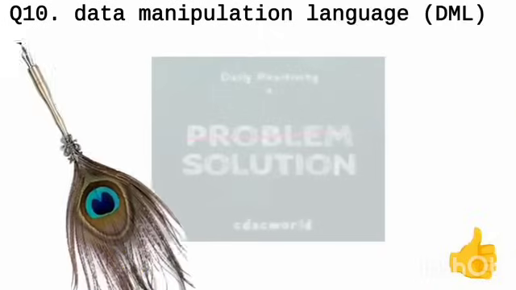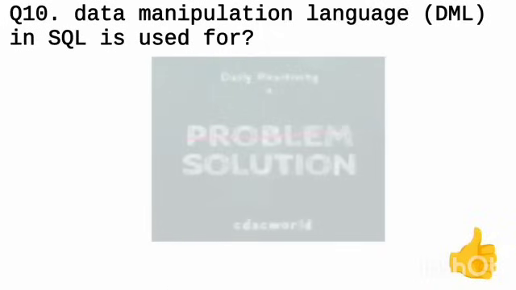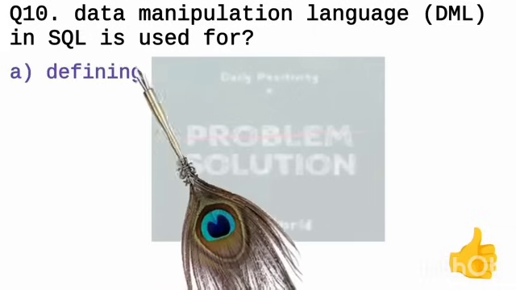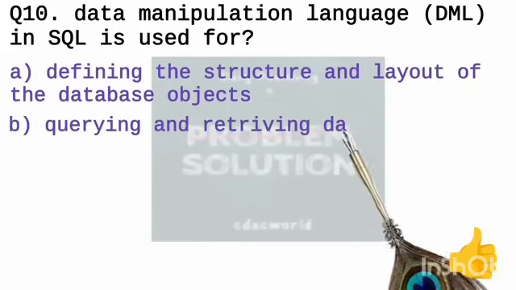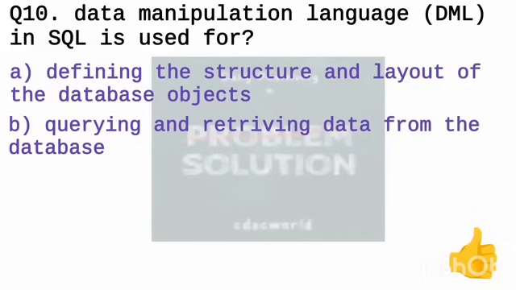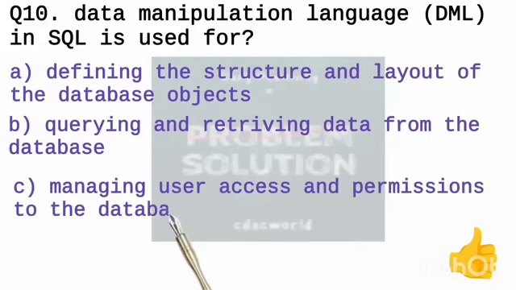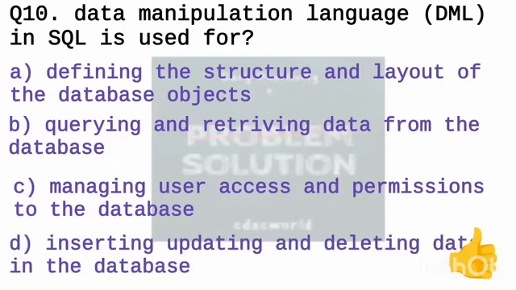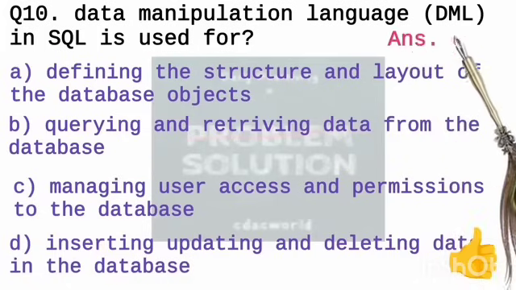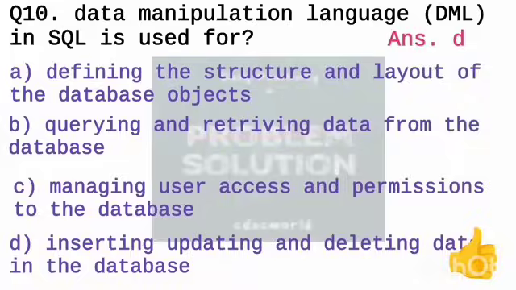Query number 10. Data manipulation language in SQL is used for: Option A, defining the structure and layout of the database objects. Option B, querying and retrieving data from the database. Option C, managing user access and permissions to the database. And option D, inserting, updating and deleting data in the database. And the answer is D, inserting, updating and deleting data in the database.